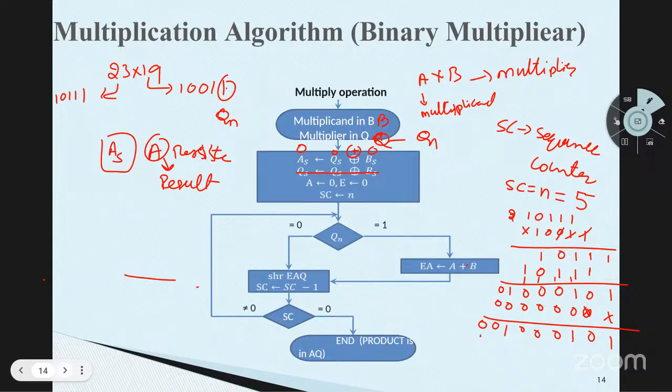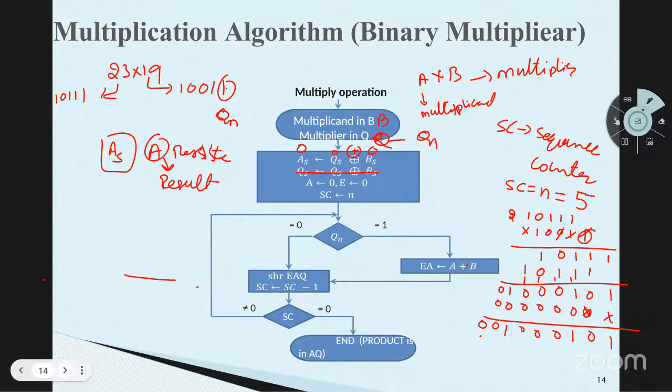Okay, now you can see if Qn is equal to 1, EA is equal to A plus, and initially A equal to 0, and B we are adding with a multiplier, sorry, multiplicand, right? Next, then we shift right EAQ, and when we shift right, then you can decrement the counter by 1, అంటే the one operation is completed.